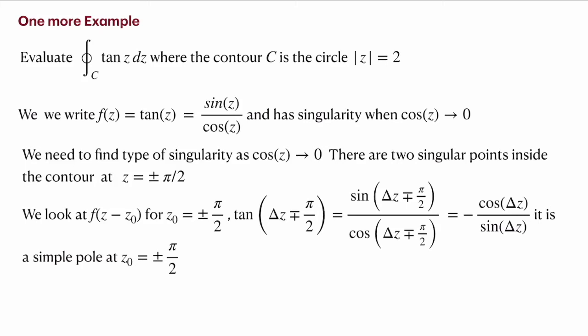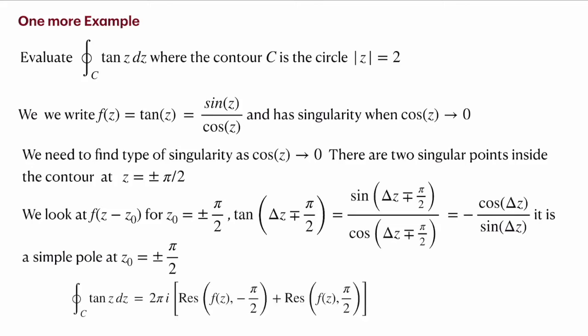So with this we see that the tan z has a simple pole at z0 equal to plus or minus pi by 2. Now we have to compute the residue. Using this equation itself, we can compute them. We already have indirectly found it. You can multiply it by delta z and simply take the limit delta z going to 0.